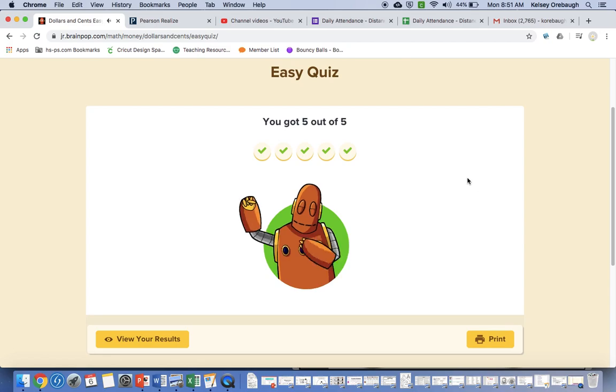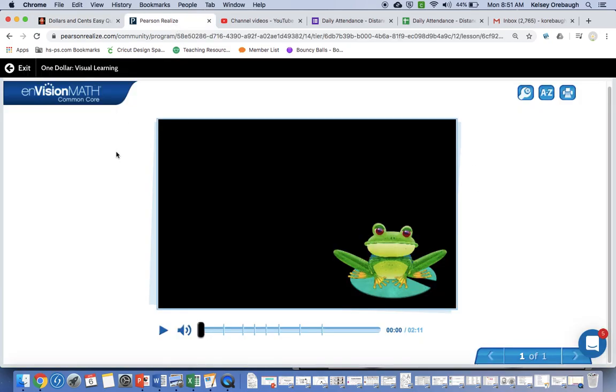All right, let's move on to our lesson for the day. We have learned how to count groups of coins, and today we will learn how to count groups of coins and bills.